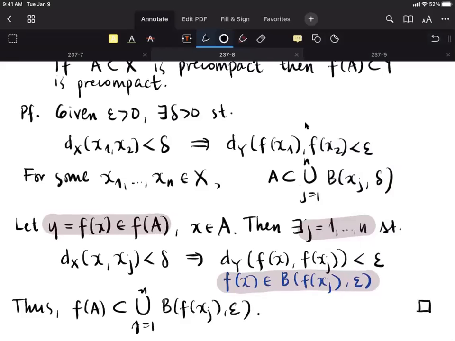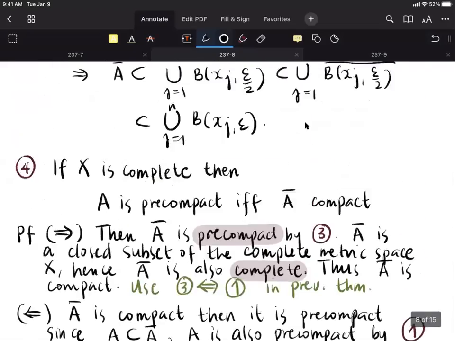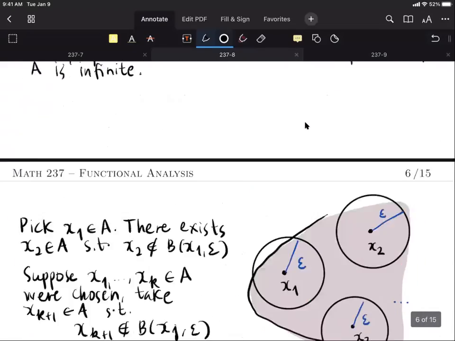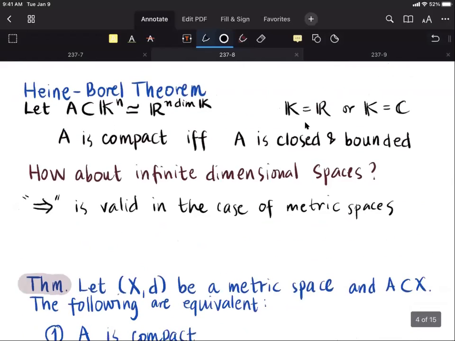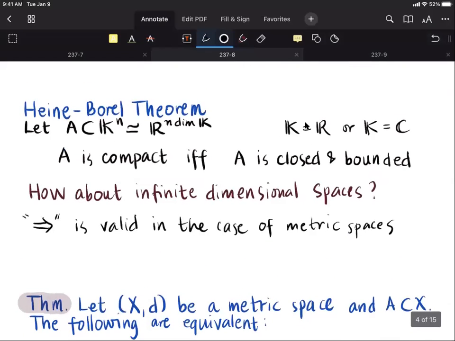So in the next lecture, we will discuss the Heine-Borel theorem, or is it possible to extend the Heine-Borel theorem to infinite dimensional spaces?